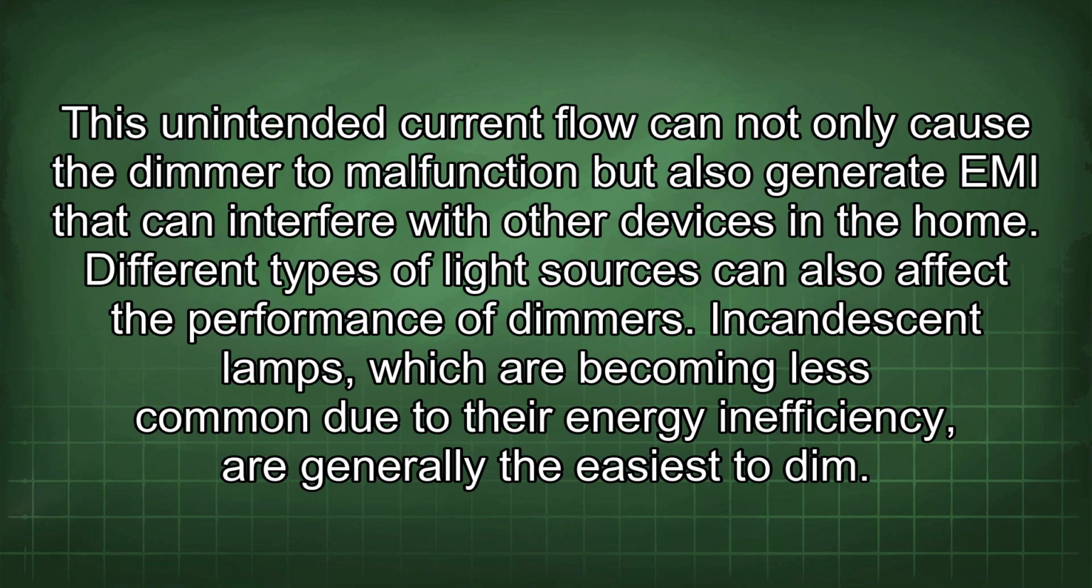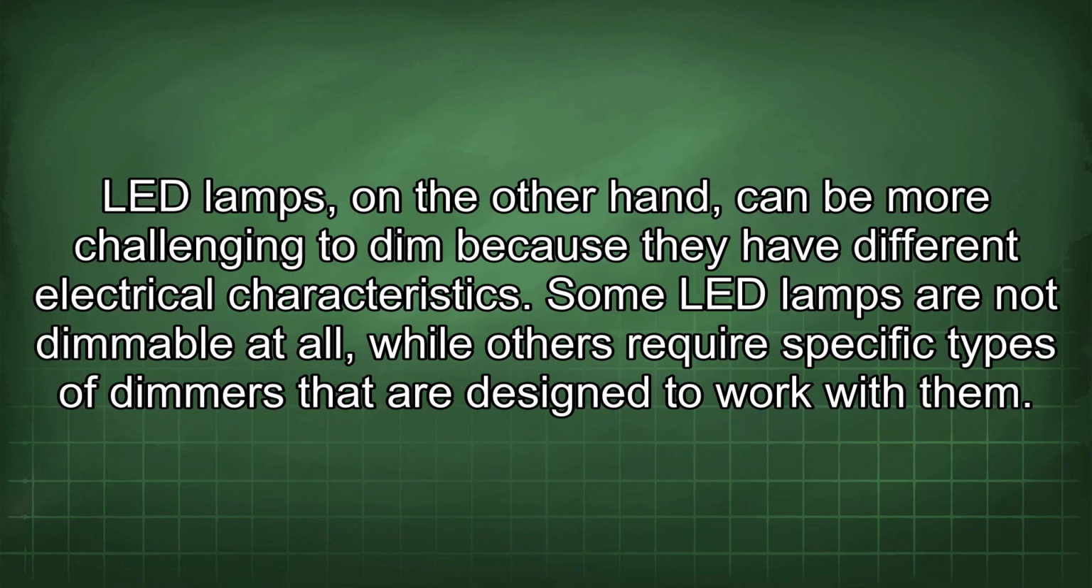Different types of light sources can also affect the performance of dimmers. Incandescent lamps, which are becoming less common due to their energy inefficiency, are generally the easiest to dim. LED lamps, on the other hand, can be more challenging to dim because they have different electrical characteristics. Some LED lamps are not dimmable at all, while others require specific types of dimmers that are designed to work with them.